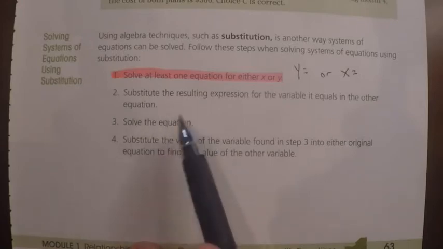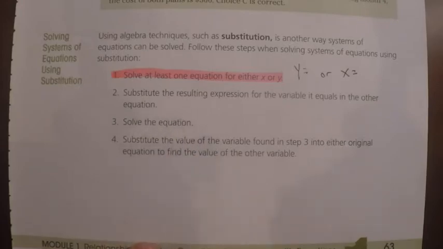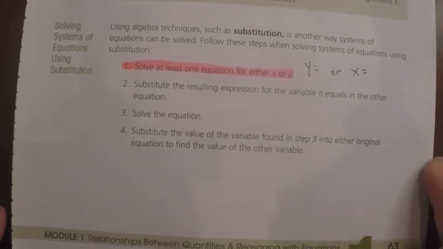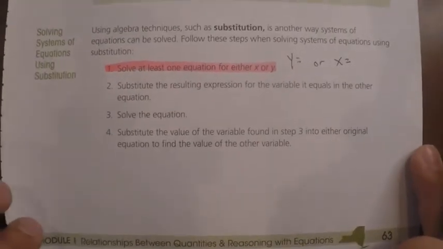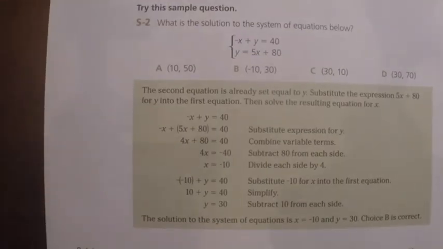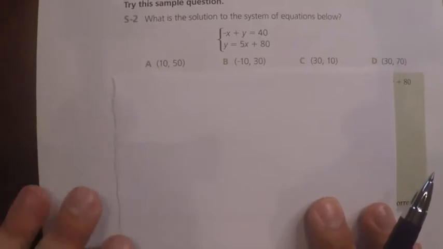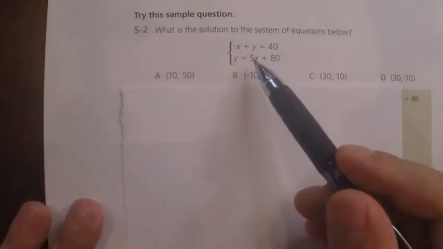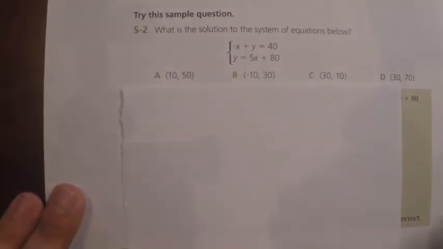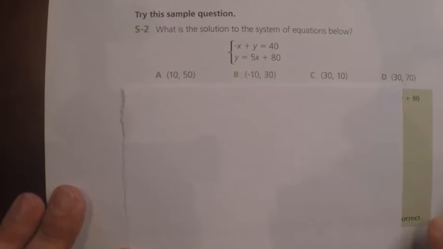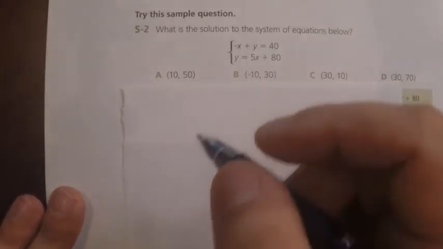Then it says substitute the resulting expression for the variable it equals in the other equation, solve the equation, substitute the value of the variable found in step 3 into the original equation to find the value of the other variable. A lot of words there, but we're going to take a look at each one of those steps and what it actually looks like. So what I'm going to do is write down this problem here, right, for sample 2, but then I'm going to flip back to those steps there so we can match which each step goes to in terms of how we go about solving it.